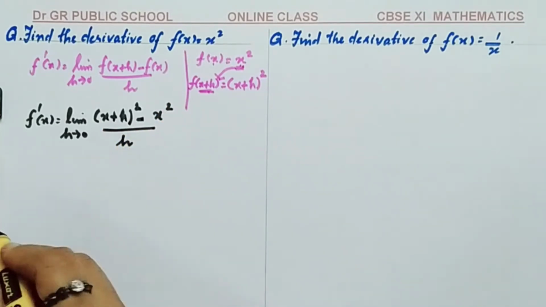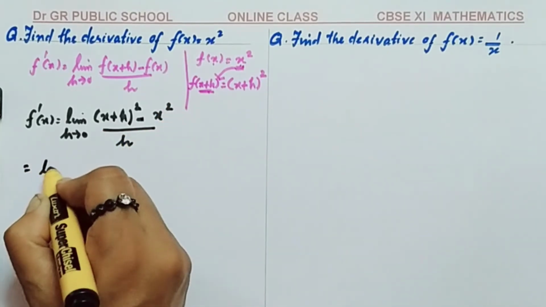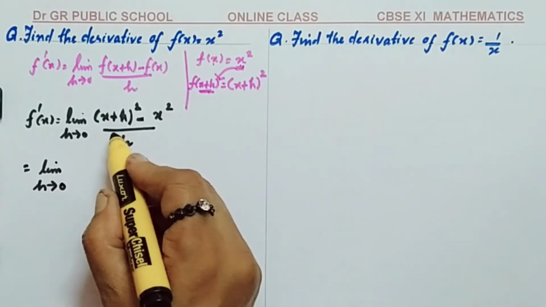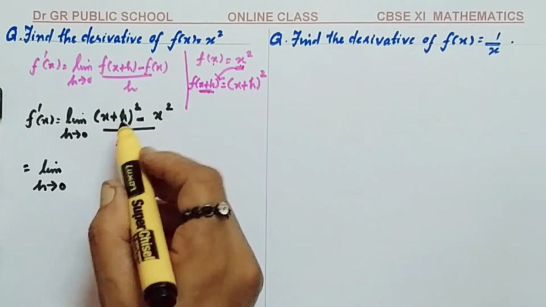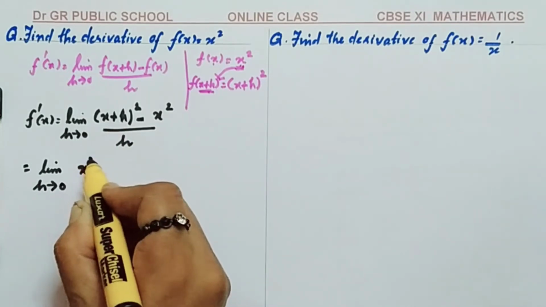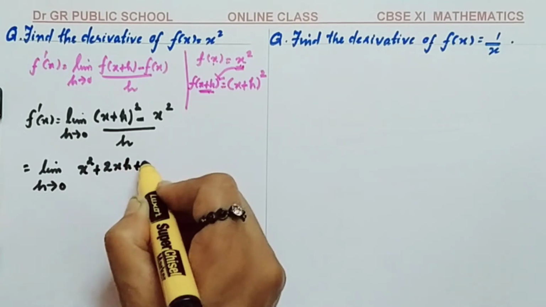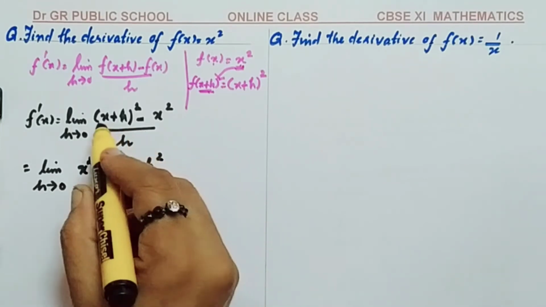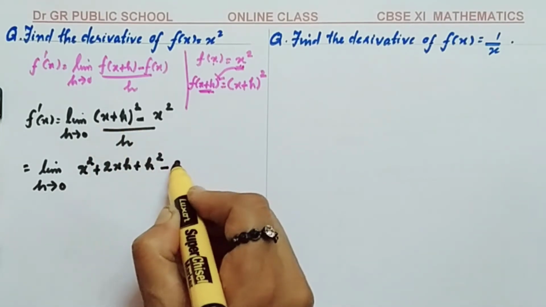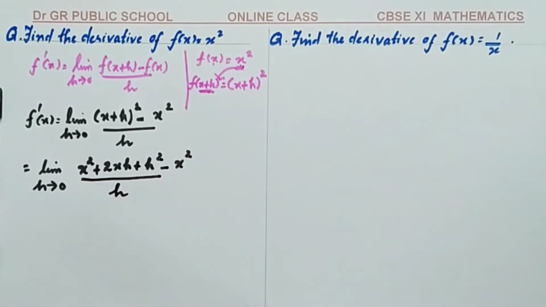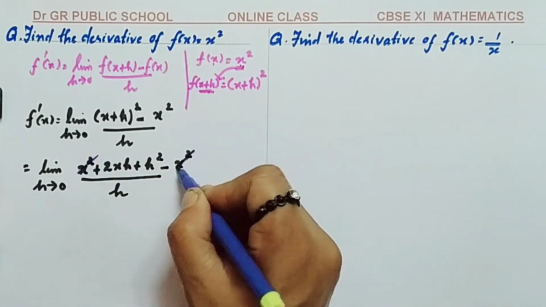A very important question. Equals limit h tends to 0. This you can expand using (a+b) the whole square only. What is (a+b) the whole square? a square plus 2ab plus b square, that is x square plus 2xh plus h square, minus x square, with the whole divided by h. Now think about the cancellation. Here plus x square cancels with the minus x square.